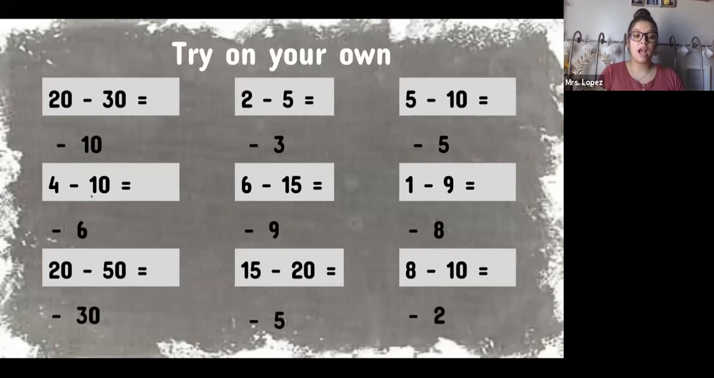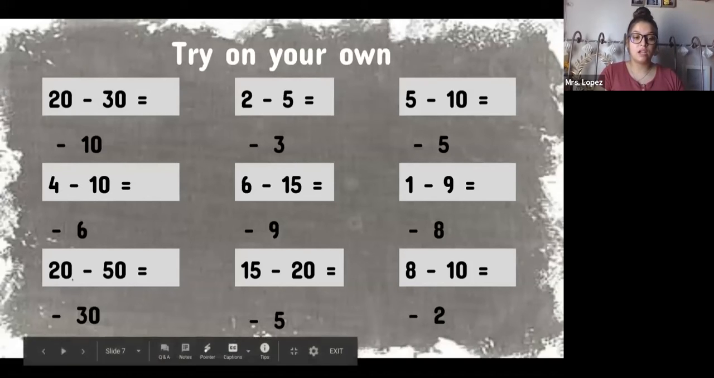You're always going to have a negative number if this second number is bigger than the first number. If you've noticed here, 20 minus 50 is -30, because 50 is a bigger number than 20, and you're subtracting it from 20. So that is going to give me a negative number.